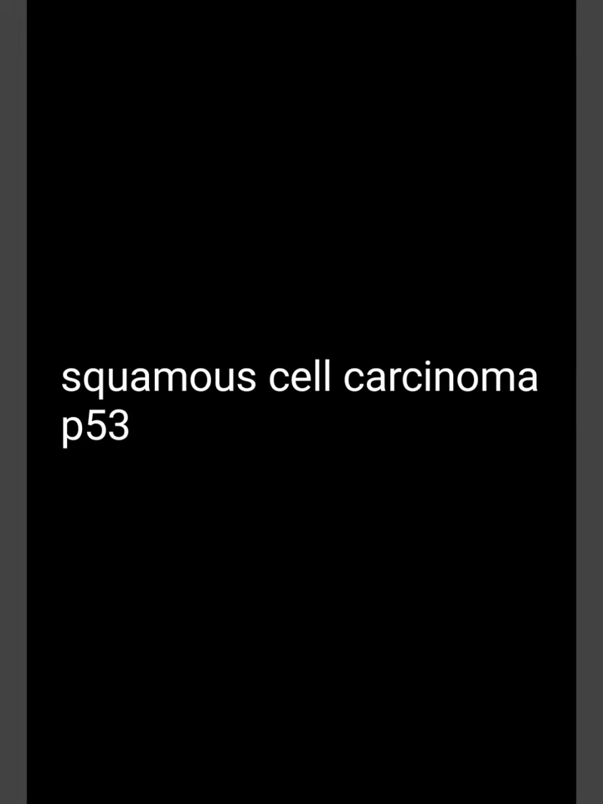Penile cancer type and most common gene mutated? Squamous cell carcinoma, P53. Name of verrucous carcinoma of penis: Buschke-Lowenstein tumor.